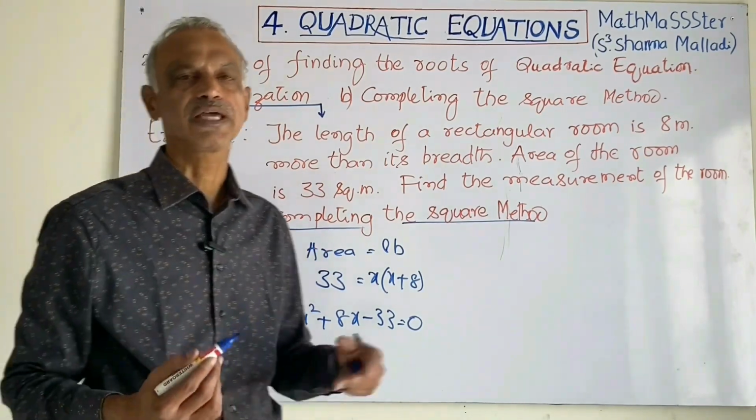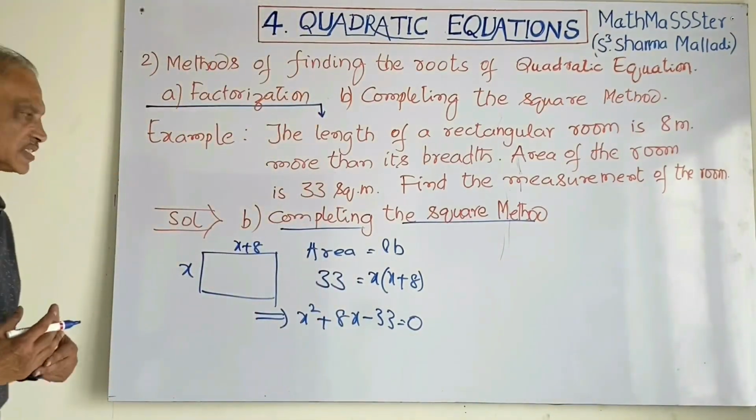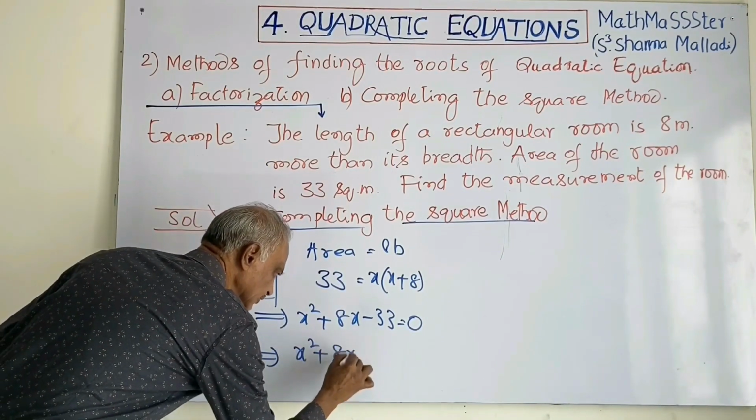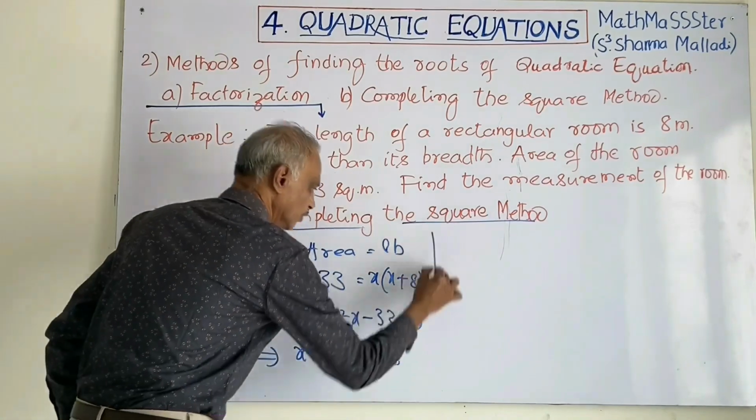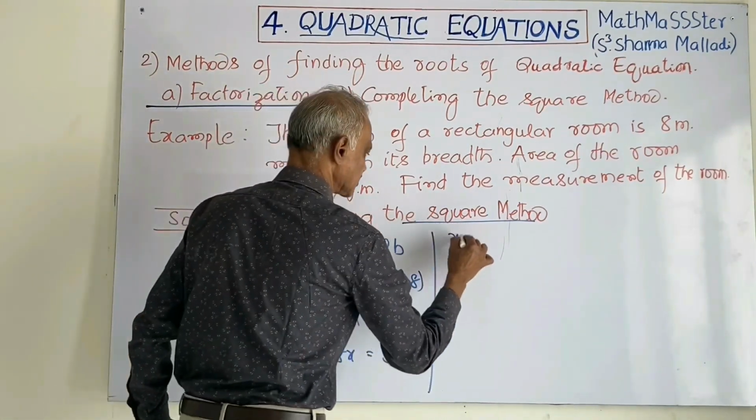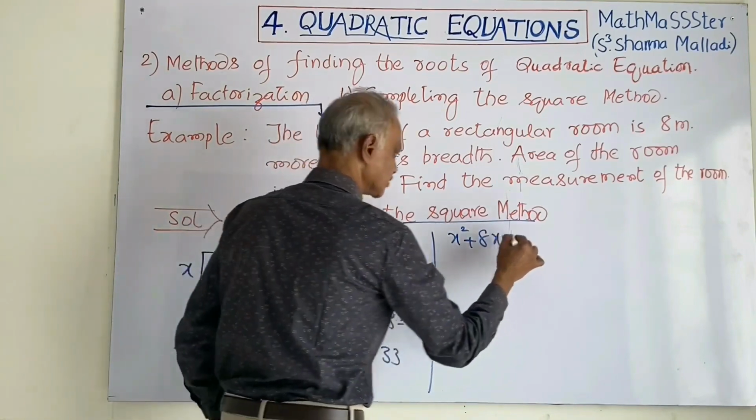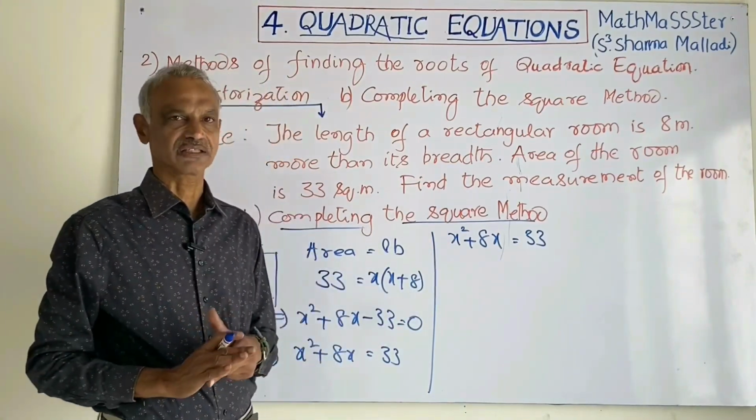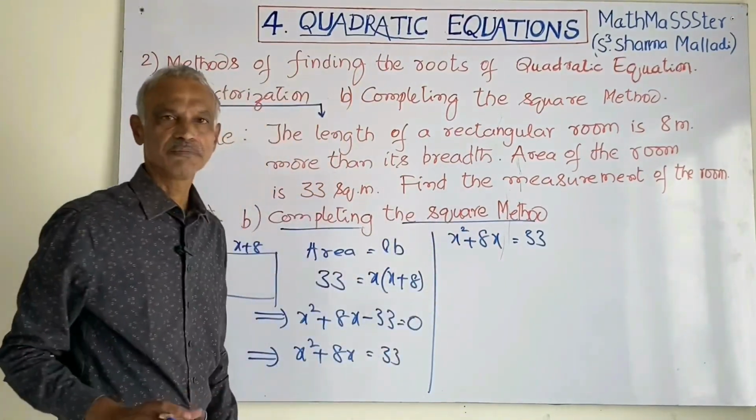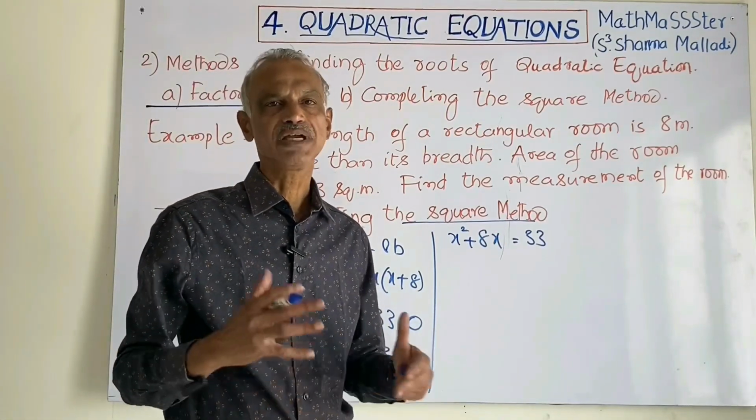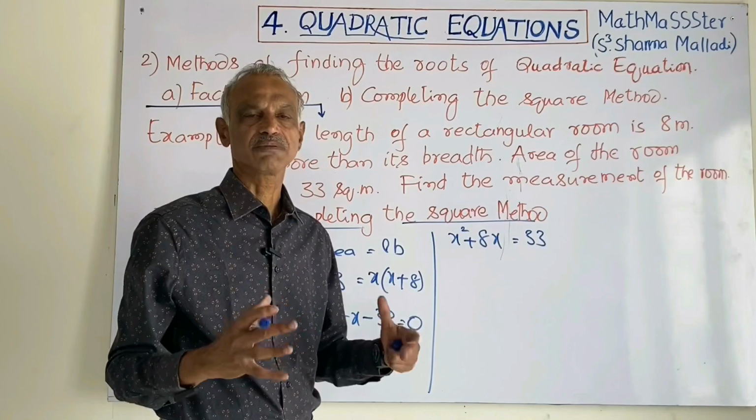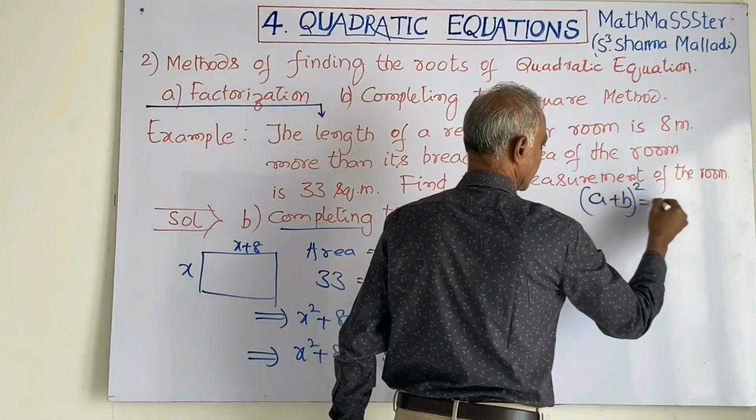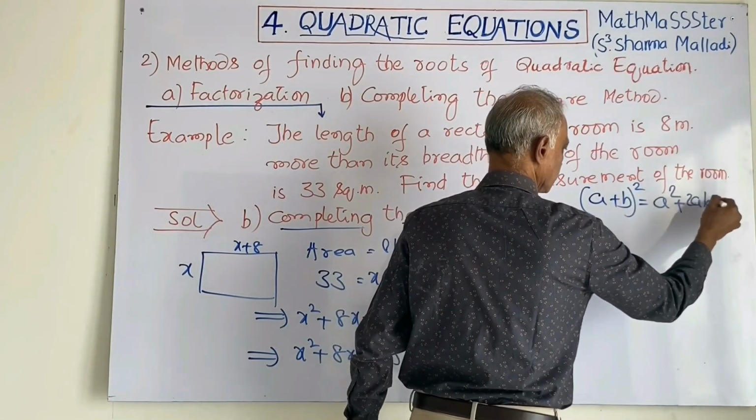We have to make it a perfect square. How to make it a perfect square? You see, x square plus 8x is equal to 33. We have to make LHS a perfect square. It should be written in the form of a plus b whole square. What is a plus b whole square? Remember, a plus b whole square is equal to a square plus 2ab plus b square.